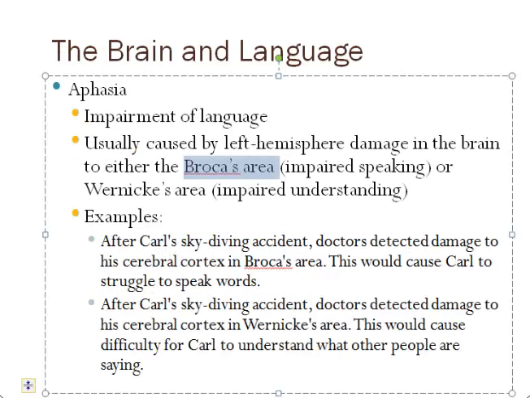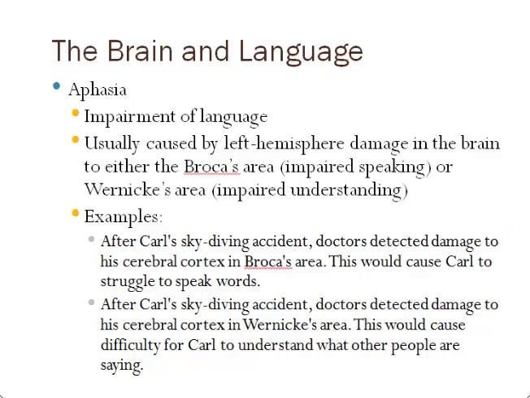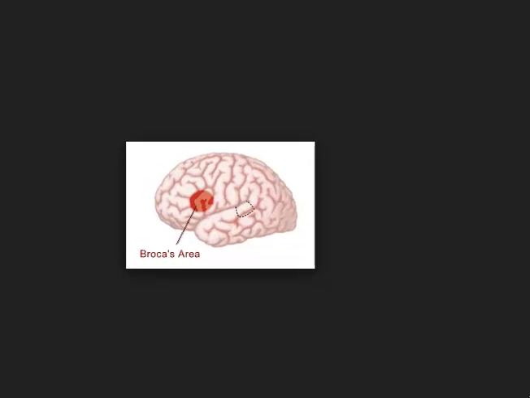The brain, of course, also affects language, also affects how a person speaks. And therefore, damage to the brain can cause impairment of language. Damage to the part of the brain that deals with language is called aphasia. Aphasia is caused by damage to the left hemisphere of the brain, either in the Broca's area or in the Wernicke's area.